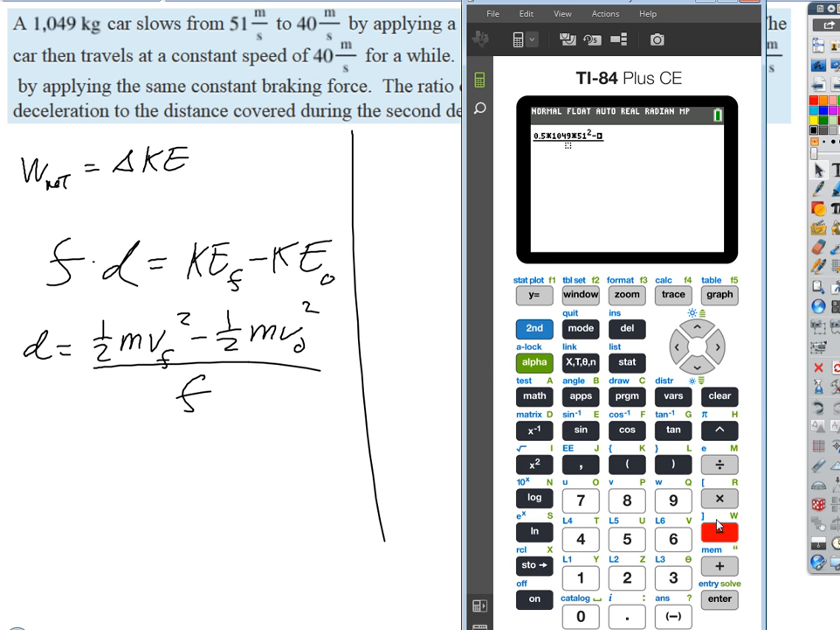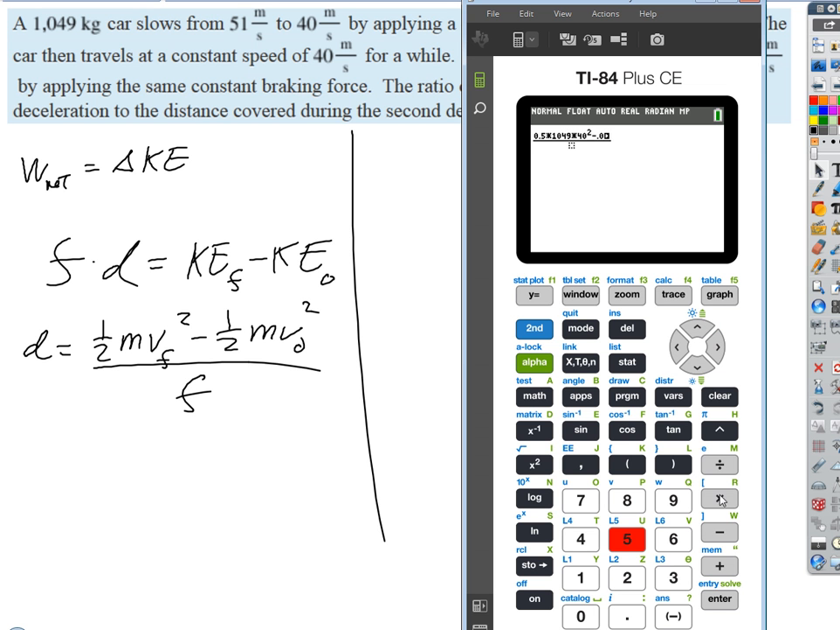minus, wait, isn't V final 40? Can I cut? No, I can't cut and paste. Oh, you're right. Thank you. Just seeing if anybody's paying attention. I got you. But either way, wouldn't you want to stick all that in parentheses? No, you don't need to. It all adds up.